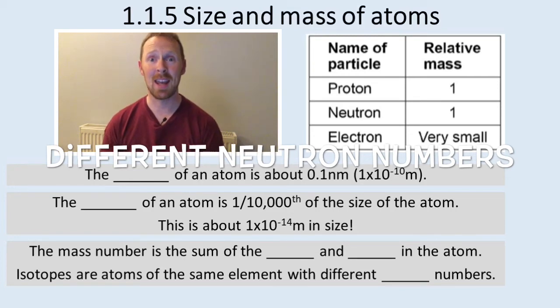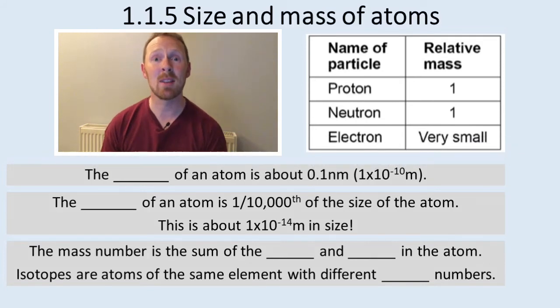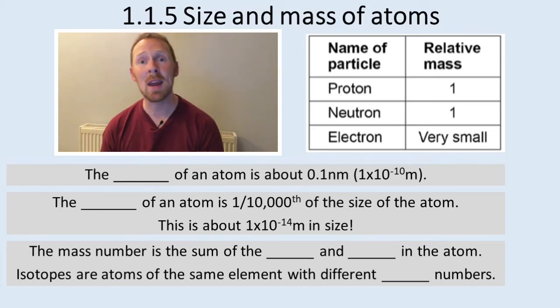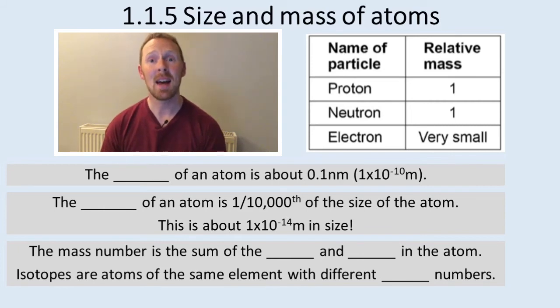Before you go on here, make sure you know what the size of a radius of an atom is. Make sure you know the size of the radius of the nucleus of an atom. And make sure you know the ratio between the size of the atom and the size of the nucleus. Make sure you understand that the mass number is made up of protons and neutrons, and the isotopes have the same number of protons but a different number of neutrons.